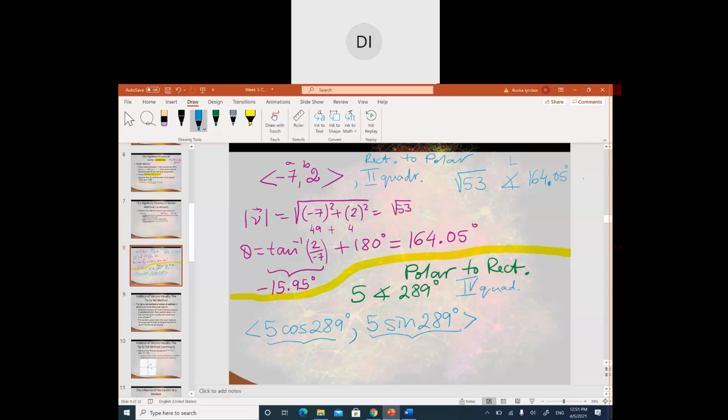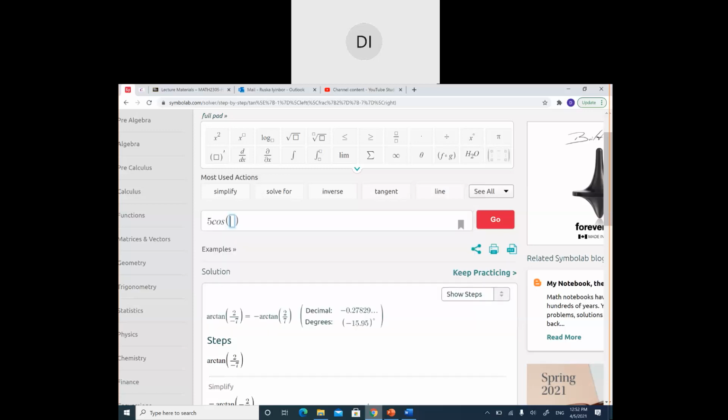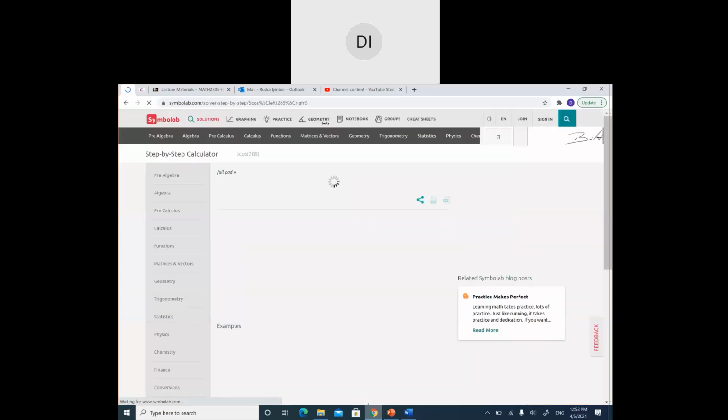Just a second, where did you get that 5 from? Is the magnitude given here? How long is the vector? It's given. Okay, so we're going to put 5 cosine of 289, right? Just put it like that.